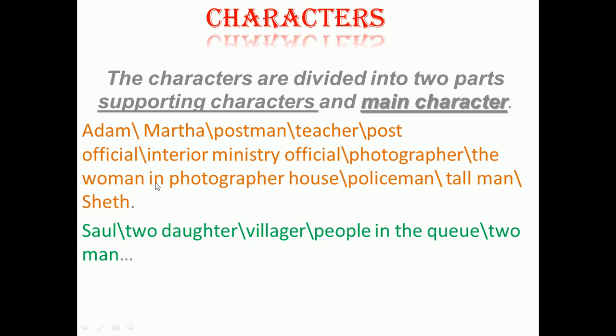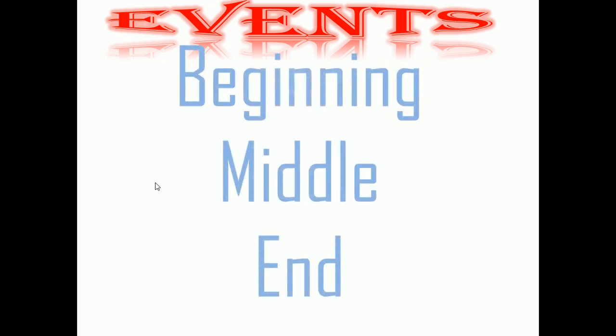So let's move to the third element, which is events. It's a very important element because we can't talk about a story without event. We cannot talk about a story without event. So the event of the story, every story, has a beginning, middle, and end.